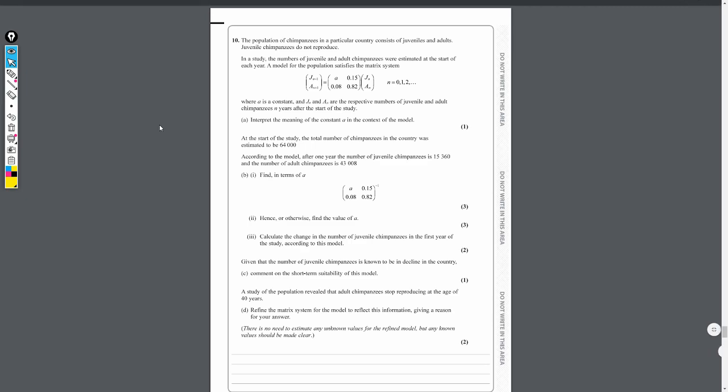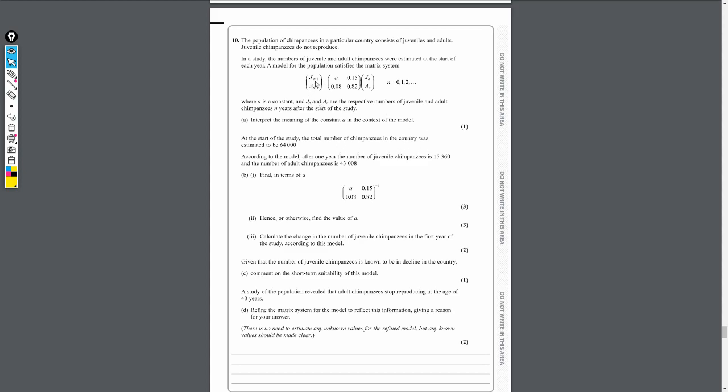So finally moving on to the very last question now for this AS Core Pure paper, we've got question 10, which is quite a long question, and it's dealing with matrices. So again, this is a very context heavy question. It's looking at the population of chimpanzees in a particular country, which consists of juveniles and adults. So we're given this model here for a population. And the very first part just asks us to interpret the meaning of the constant A in the context of the model. So it's important to know what's going on.